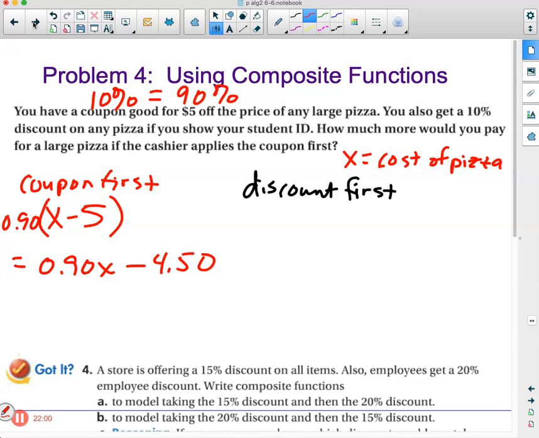So that's what we have to pay if we do the coupon first.